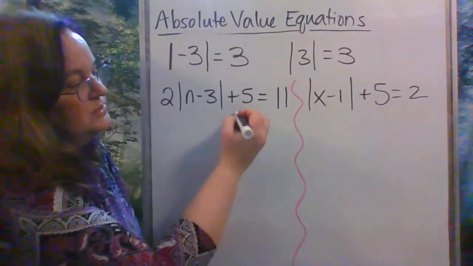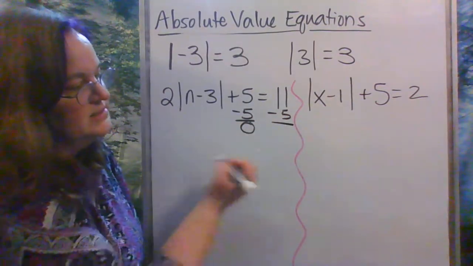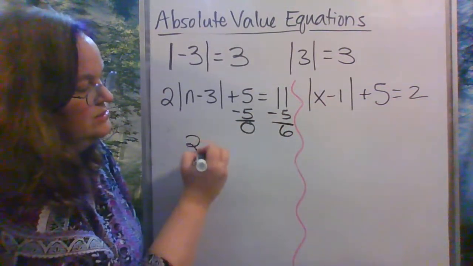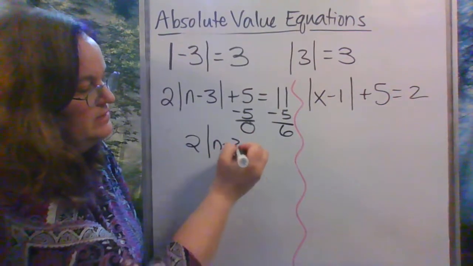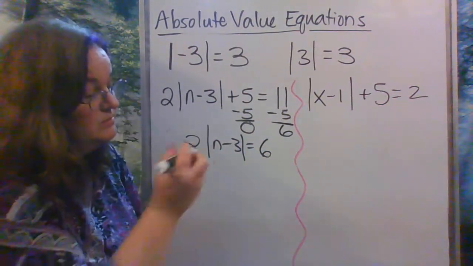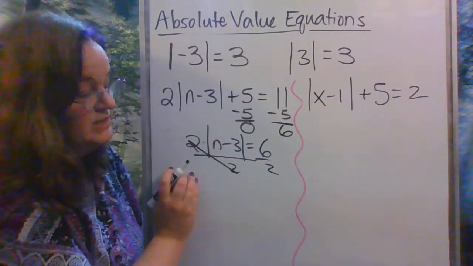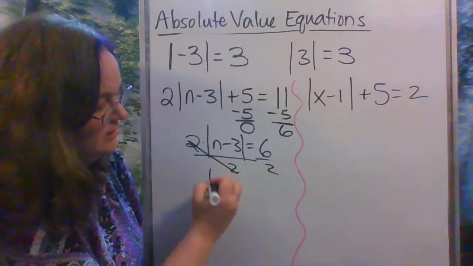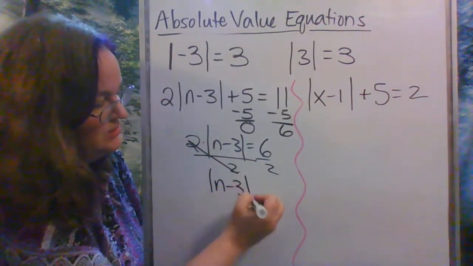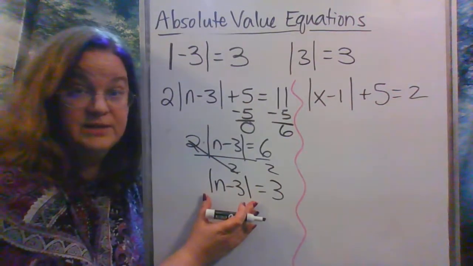Okay, so the first thing is to subtract 5 from both sides. That's going to give me 0 and 6. 2 times my absolute value of n minus 3 equals 6. Then the opposite of multiplying by 2 would be dividing by 2. Those are going to cancel because 2 divided by 2 is 1. You got the absolute value of n minus 3 equals 3. Now we've got the absolute value all by itself on this side.